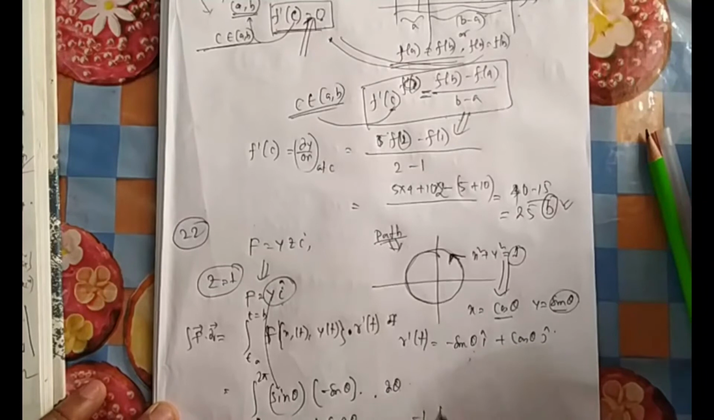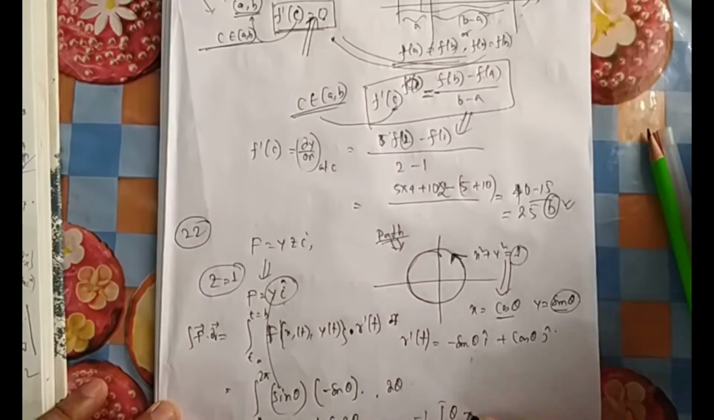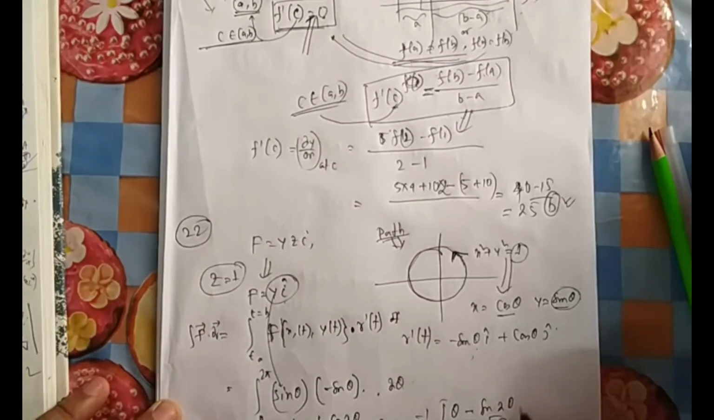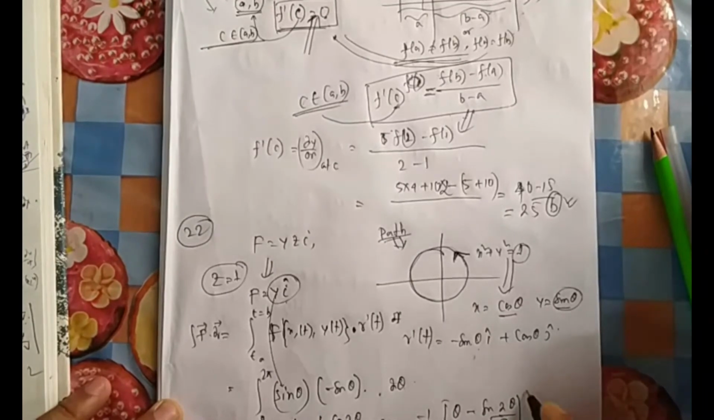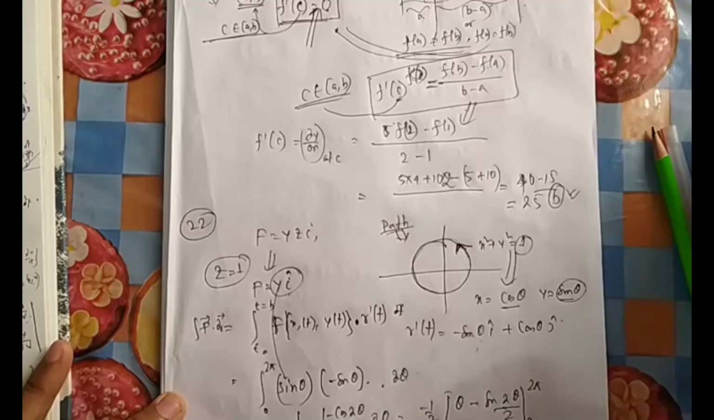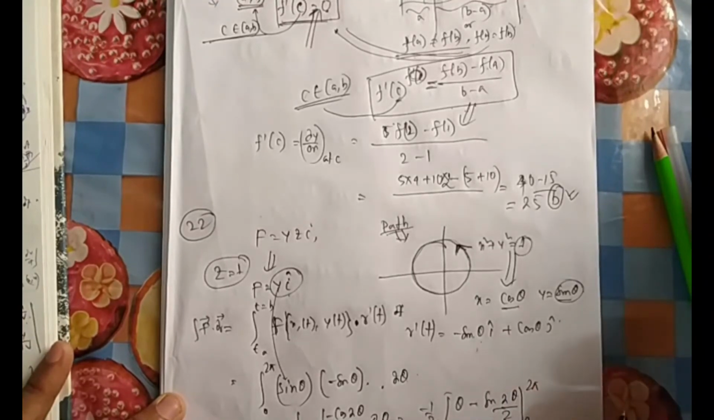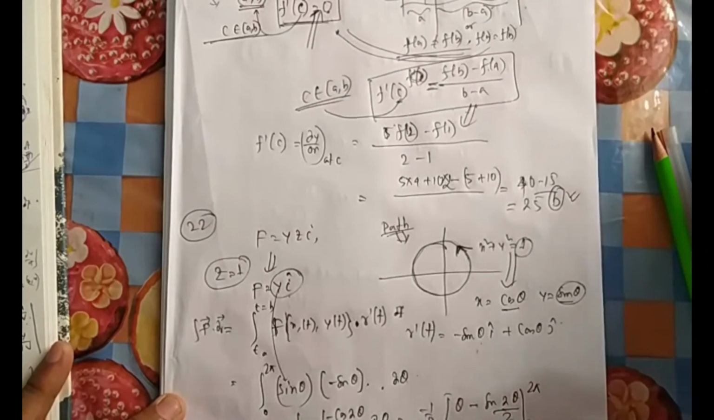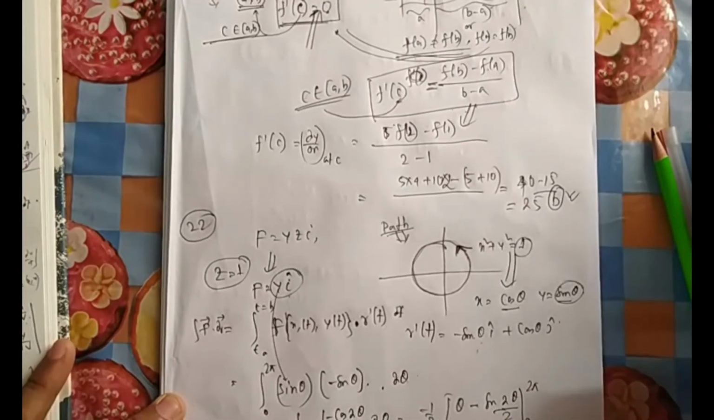So minus half you can take common, then it is theta minus sin 2 theta by 2, from 0 to 2 pi. If you put in the limits, then it is minus half, and it will be 2 pi. Sin 4 pi is 0, sin 0 is 0, 2 pi minus 0, so it will be 2 pi. So it will be minus pi. So minus pi is in option B.